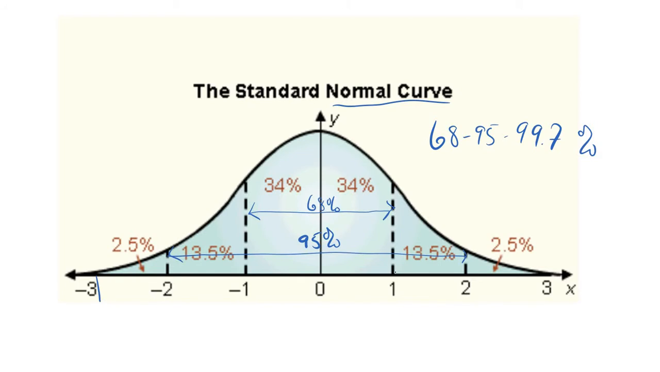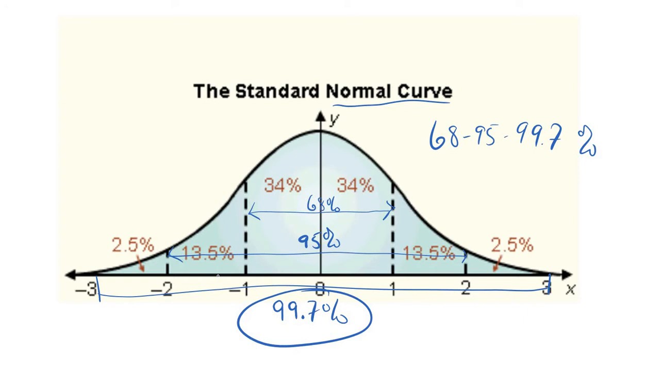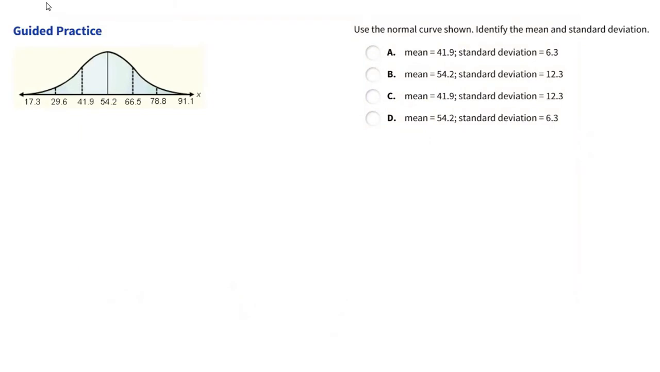And if I go 3, let me just drop down below here just so I can show it. If I went all the way out here, within 3, I've got 99.7% of all the data falls within 3 standard deviations. So there's only a tiny, tiny percentage that goes beyond 3 standard deviations, okay? And you're going to use this a lot as you go through this lesson.